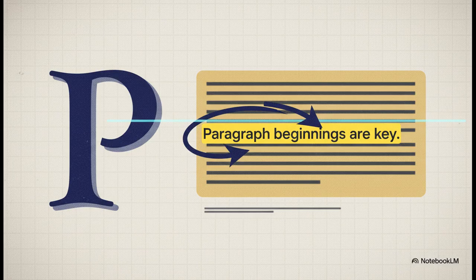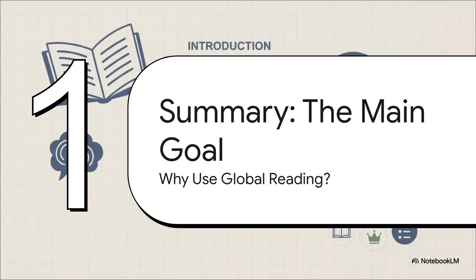And last but not least, P stands for paragraph beginnings. This is our skimming technique for the meat of the article. By just reading the start of each paragraph, you can quickly see how the argument is built and what the key points are. Okay, so let's wrap this up by talking about the main goal.